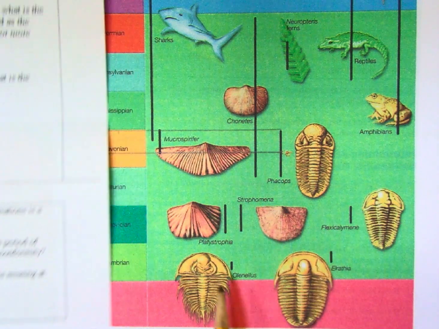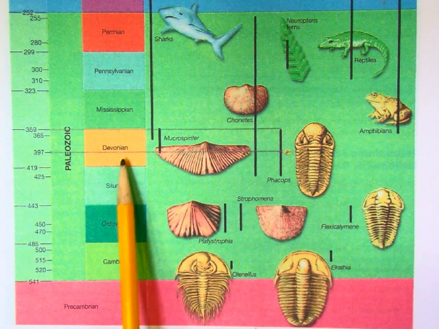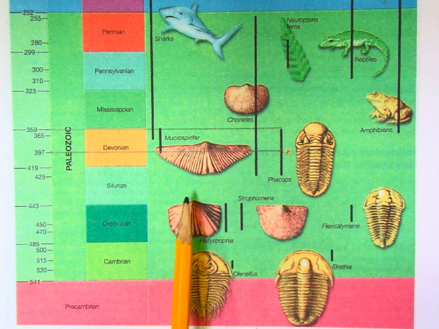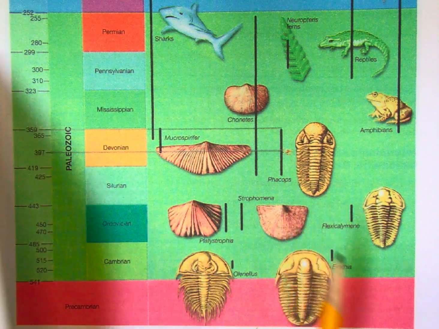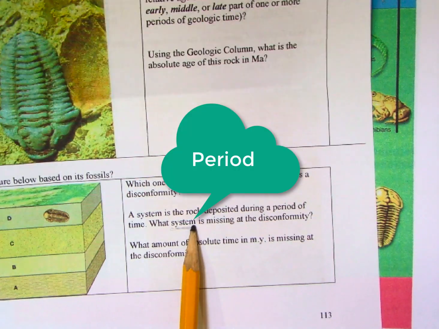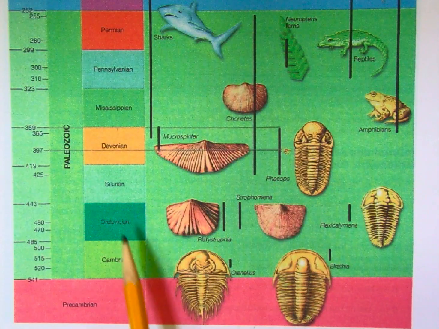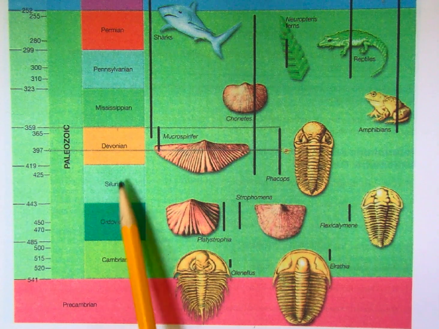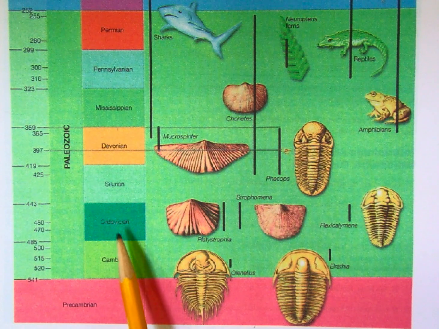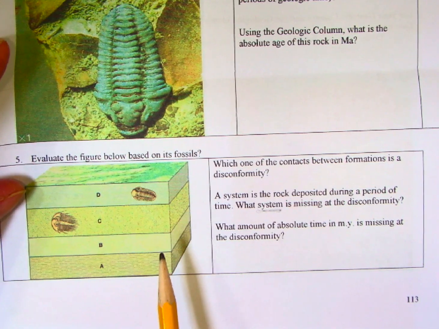Because when we look over here, Olenellus is in the Cambrian, but Thacops is way up here in the late Silurian to Devonian, right? So there's a time gap missing there. In fact, it even says there's a whole system. So what it means by system, it means a geologic period. What period is missing at the disconformity? Is it the Cambrian, Ordovician, Silurian, or Devonian? What's missing? So your job is to label the period or system that's missing in this column here, right? So that's what it's referring to right there for question number 5.